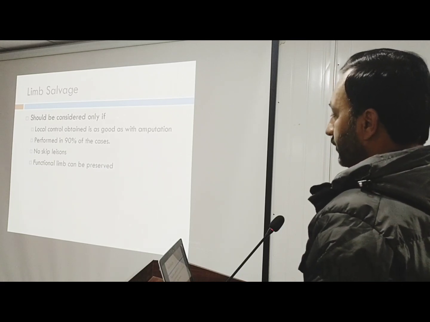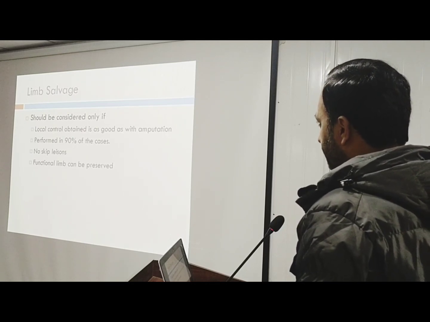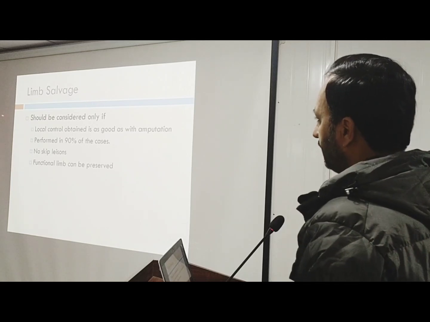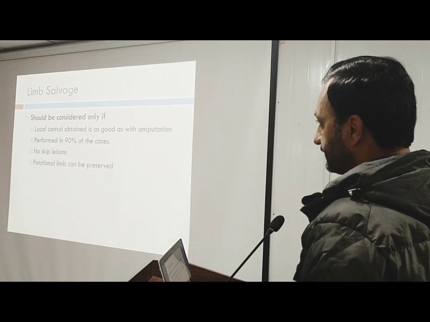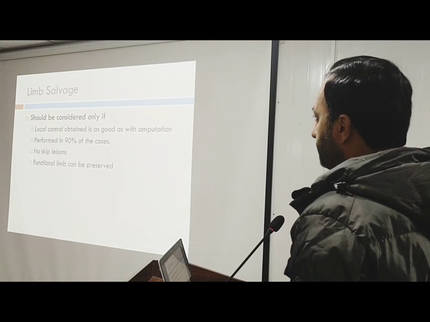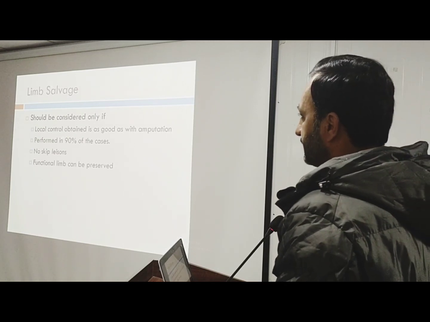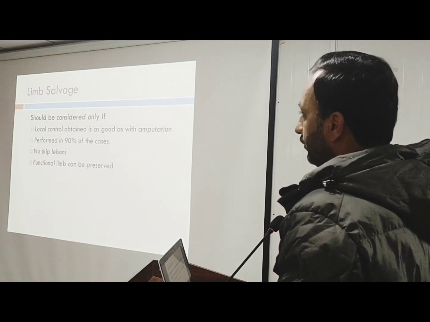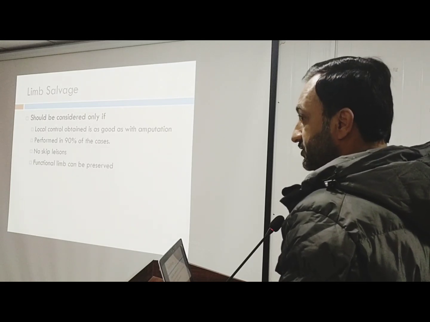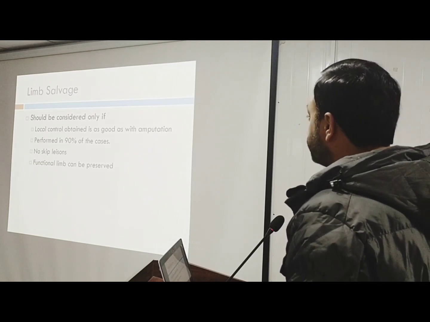Limb salvage is considered only if local control obtained is as good as with amputation. Earlier we used to do amputations. There should be no skip lesions. A functional limb can be preserved. Limb salvage is performed in 90% of the cases of osteosarcoma. It can only be done if good control is obtained and good function is obtained. There should be no skip lesions, and function should be preserved.